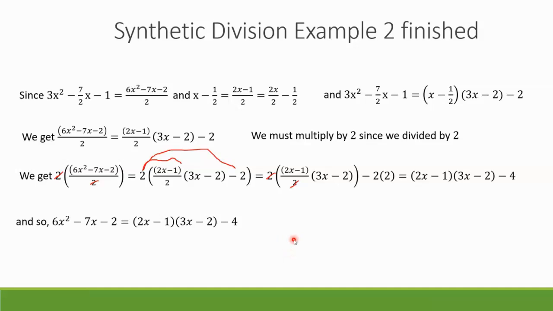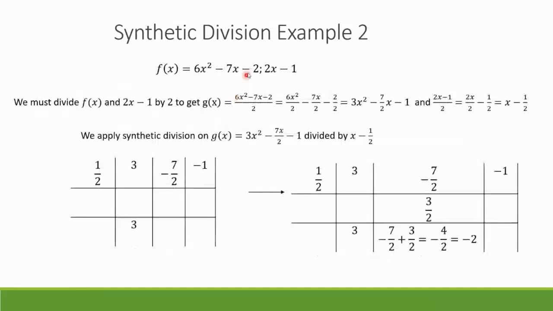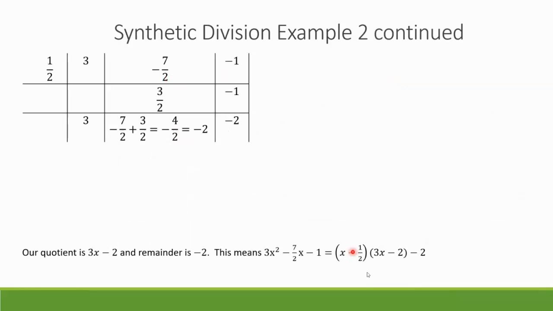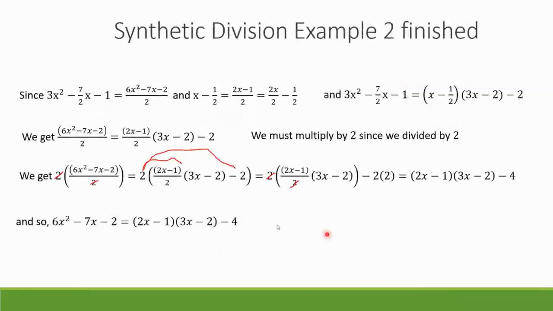So again, the whole point of this is, since we had 2x minus 1, and we want to use synthetic division, we have to divide by 2. Everything we divide by 2. Then we do our synthetic division. Then we multiply everything by 2 to get back to the original question, to answer the original question. That's what I'm trying to say here. I hope that makes sense.